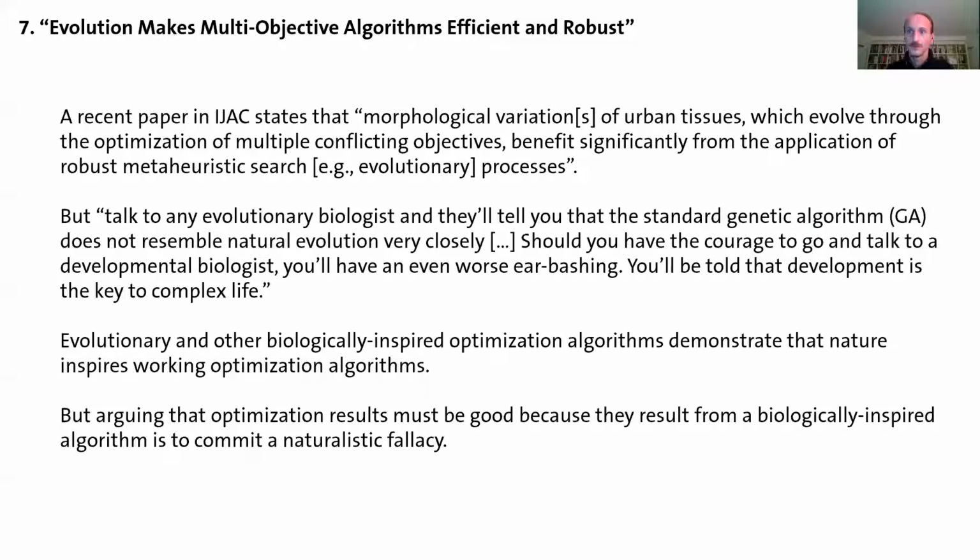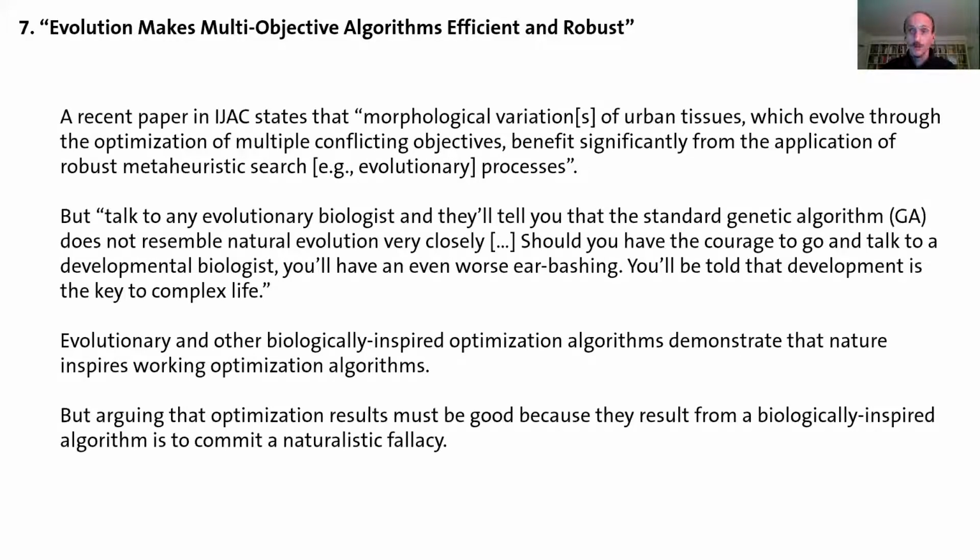And so number one, evolutionary algorithms have not a lot to do with evolution. And number two, even if they had a lot to do with evolution, that still doesn't necessarily mean that they would work very well, right? This is kind of a naturalistic fallacy to think that.